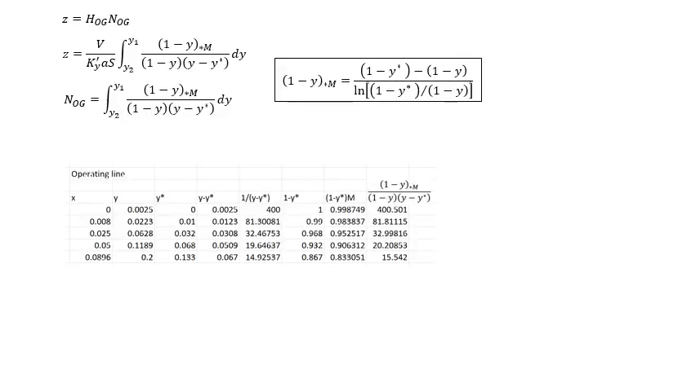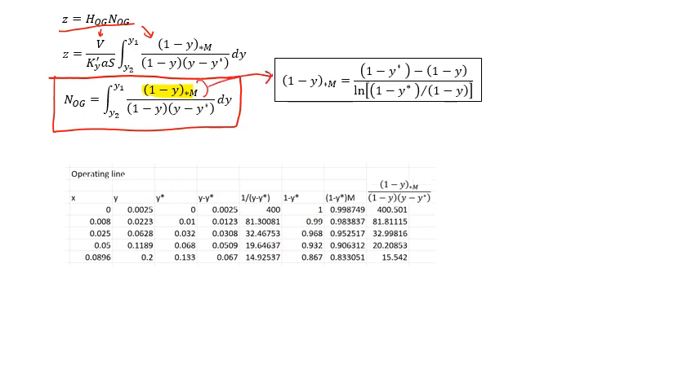Okay, so previously you've seen this, that z equals HOG times energy, but in this question you are only asked to find out the energy. So z equals HOG, this is HOG and this is energy, so we can take out the equation for energy only. So here you have the log mean 1 minus y star, this part here is equal to this part.